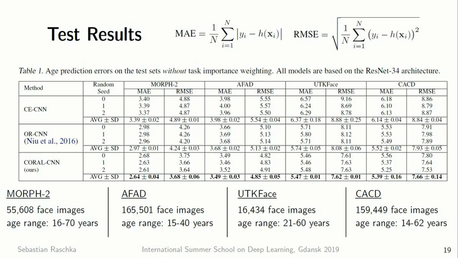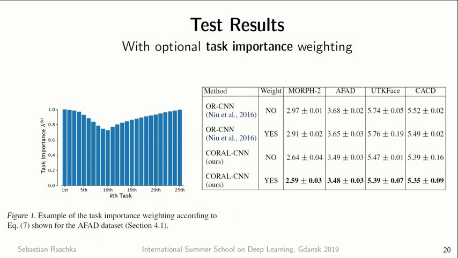Okay, so yeah, and if we add the importance weight that I just mentioned, I won't go into detail, then we can even make both methods better, the ordinal regression and the CORAL CNN. And with this importance weight, we also still have the guarantee for classifier consistency.